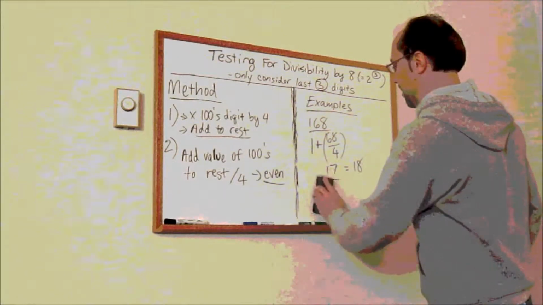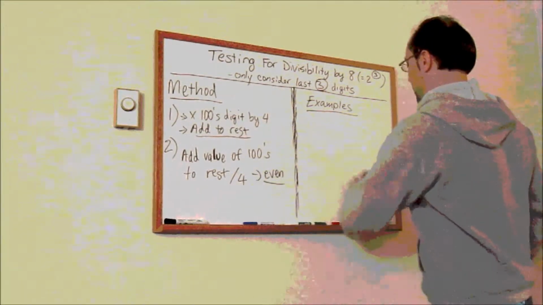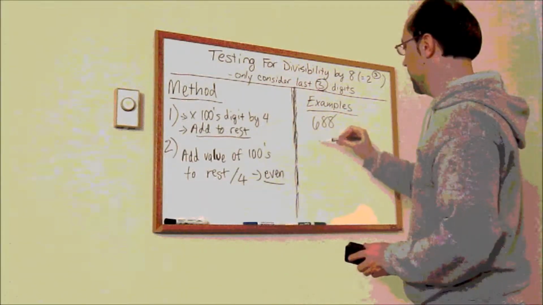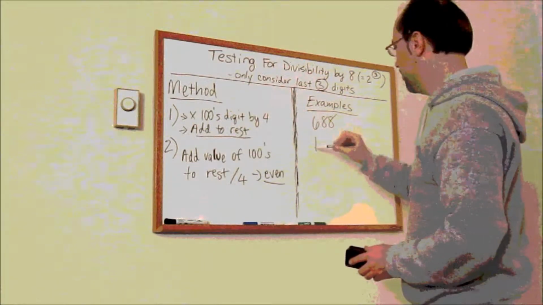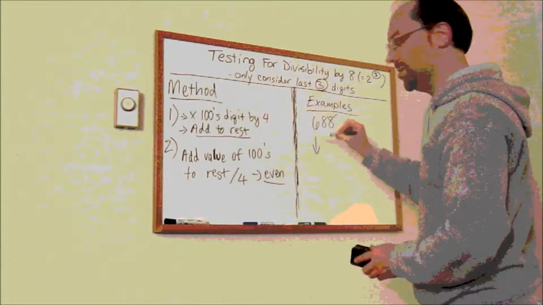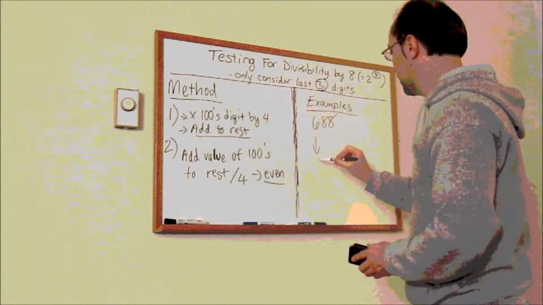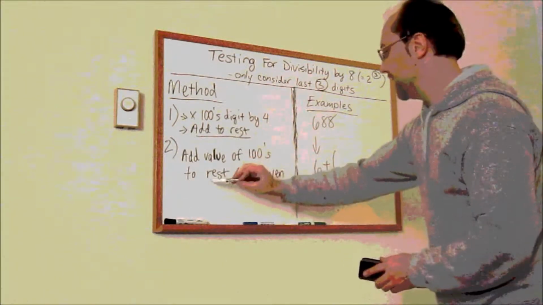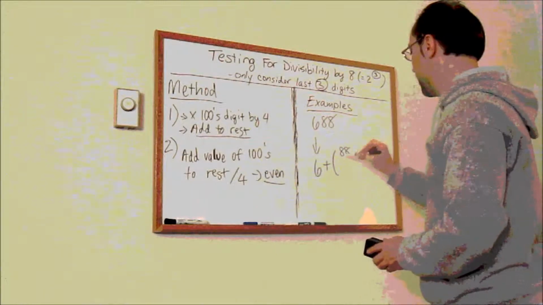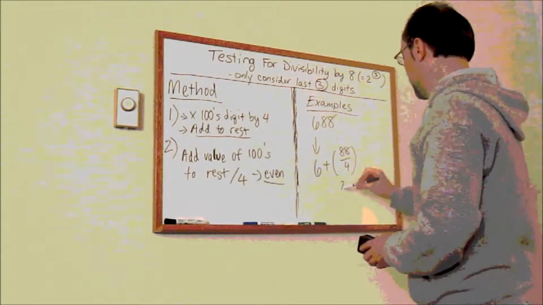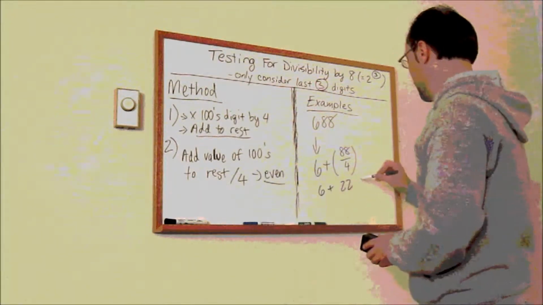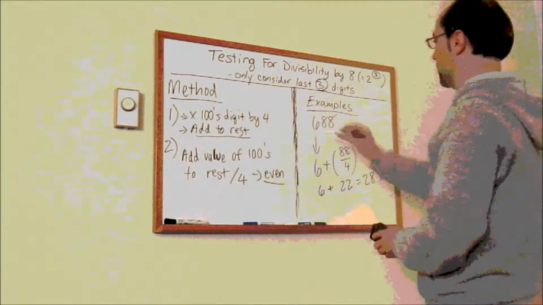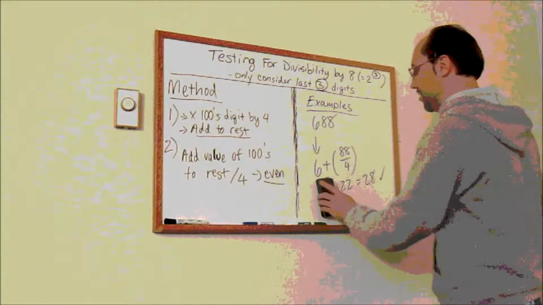Okay, let's look at 688. This one's much easier. Again, you add the value of the hundreds digit, which is 6, plus the rest divided by 4. That's 88 divided by 4 is 22, and again, the sum here, 6 plus 22, is 28. That is even, so check, that's divisible by 8 using that method.